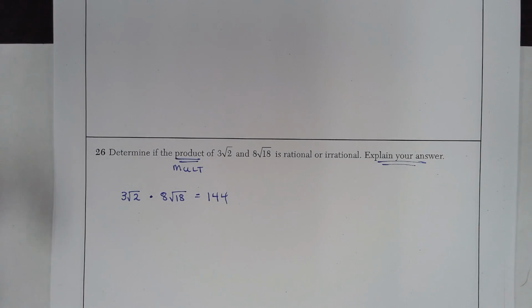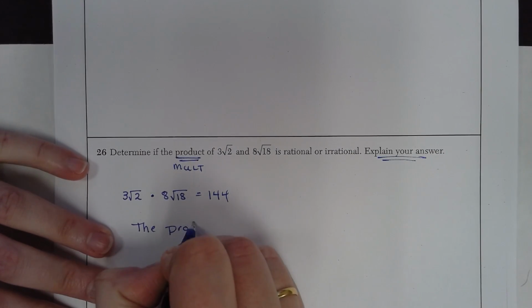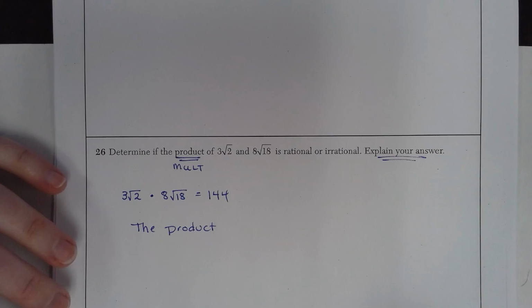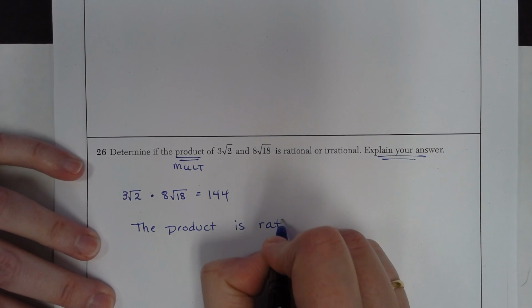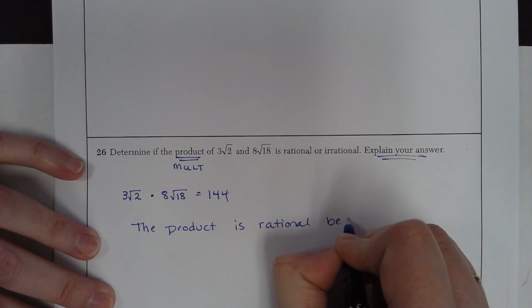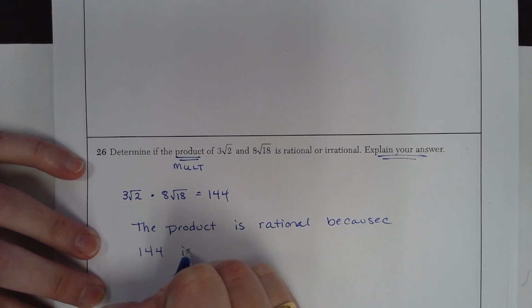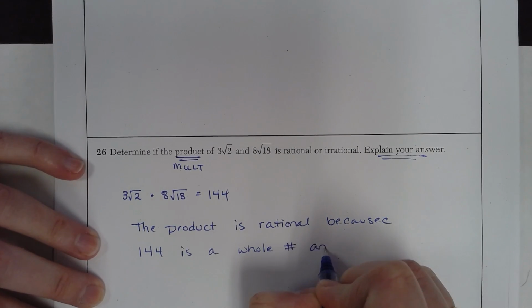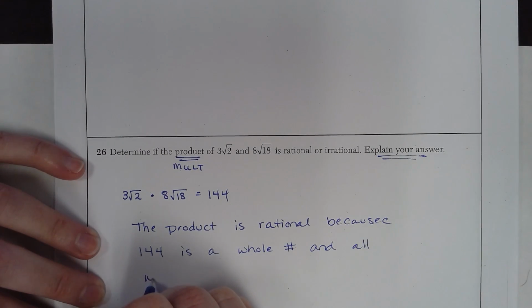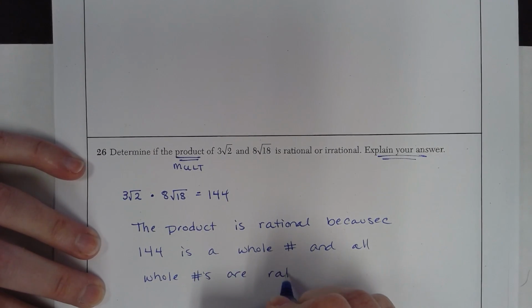So now, explain your answer. That means you have to give a sentence or two. So I would say the product, remember, use the question to help your answer. The product is rational because 144 is a whole number, and all whole numbers are rational.